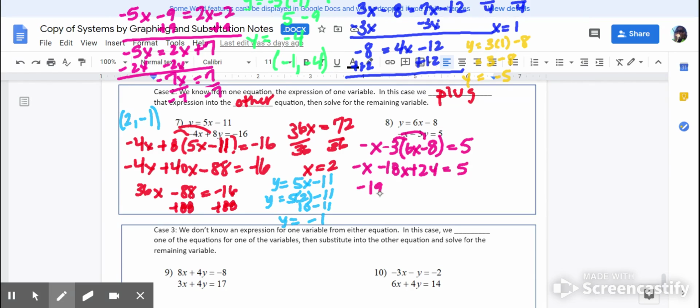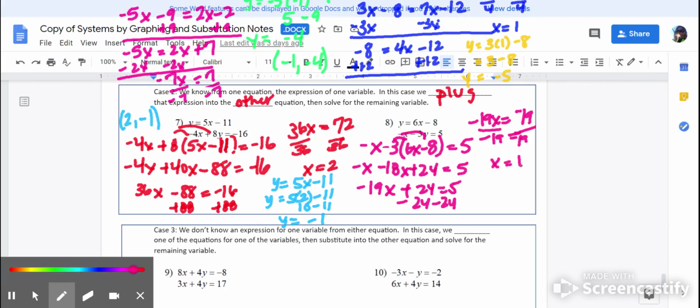Combine my terms. Negative 19x plus 24 equals 5. Subtract 24 from each side. We get negative 19x equals negative 19. We divide each side by negative 19. And x equals 1.